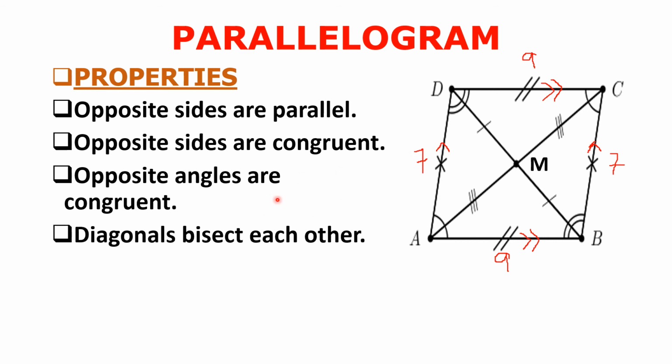The next property of a parallelogram is that the diagonals bisect each other. The diagonals bisect each other. Clear?